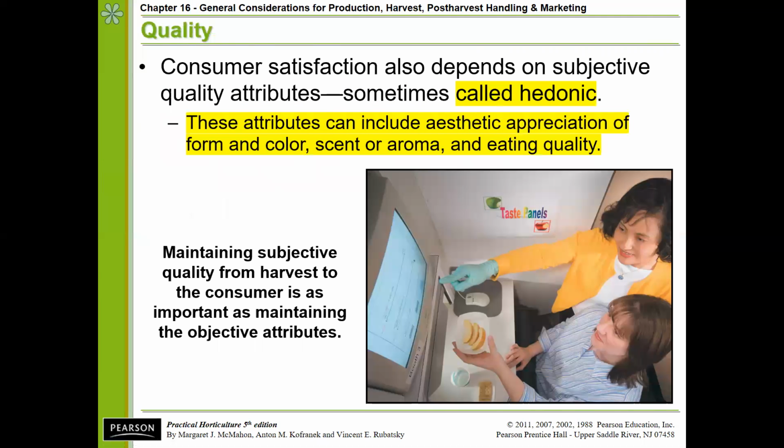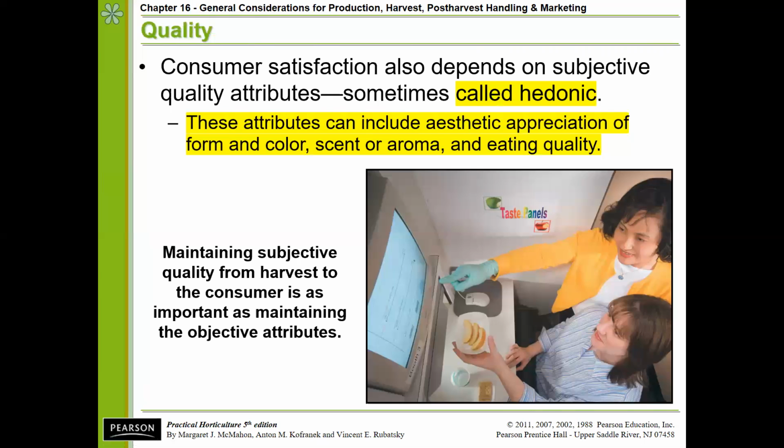Another big issue that I think really affects post-harvest crop loss is just the consumer satisfaction and the consumer standards. So often these are more subjective quality attributes, dealing more with the aesthetics, the form and the color, and sometimes also the scent or aroma, what we expect it to be like.